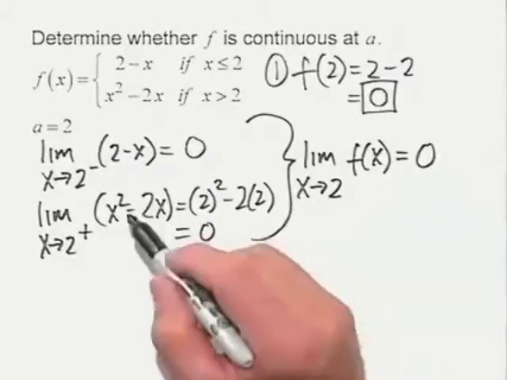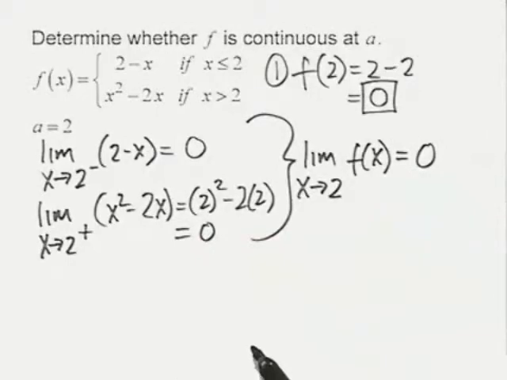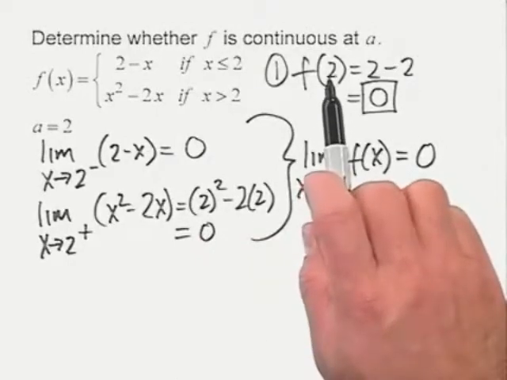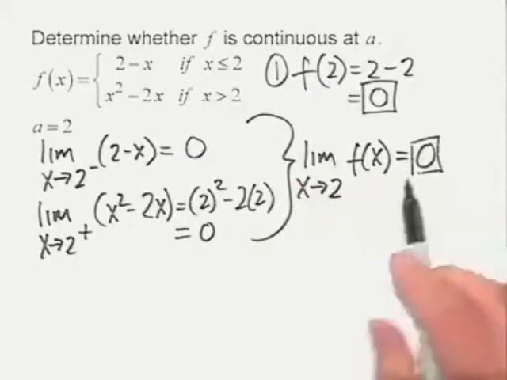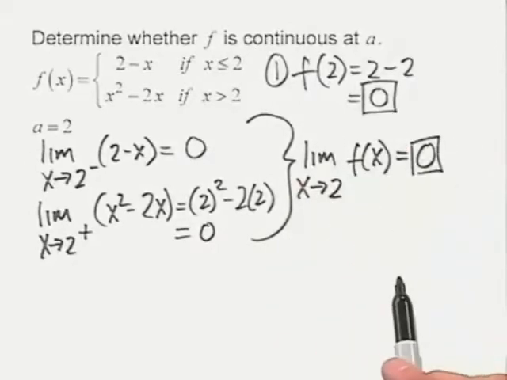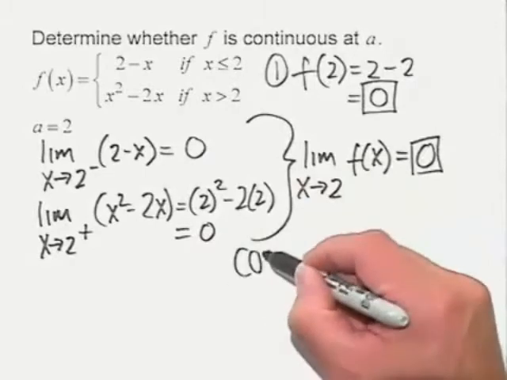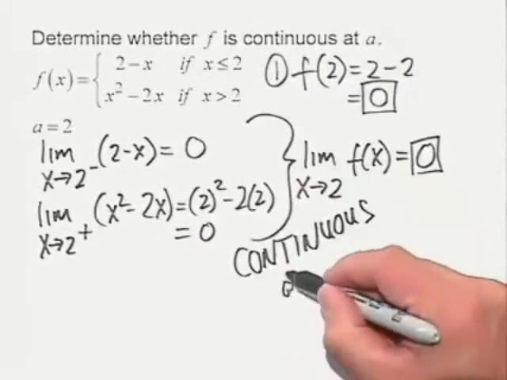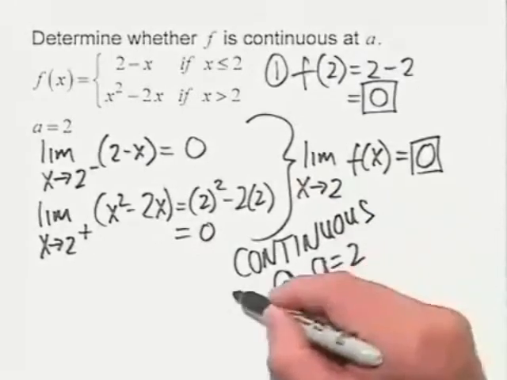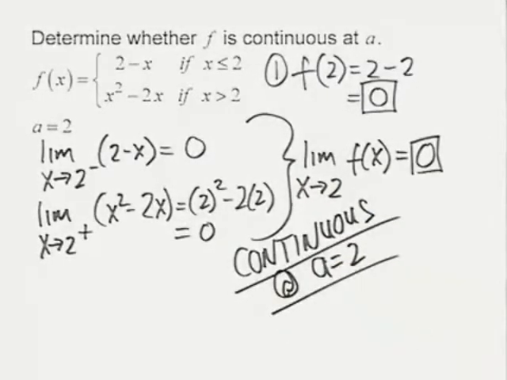Now, the third requirement for continuity at a point is that not only does the limit have to exist at that point, but our limit value has to agree. And so since our limit attains a value of 0, we can say that this function is continuous at the following point, at a equals 2. So this is an example of a function that's continuous at a point.